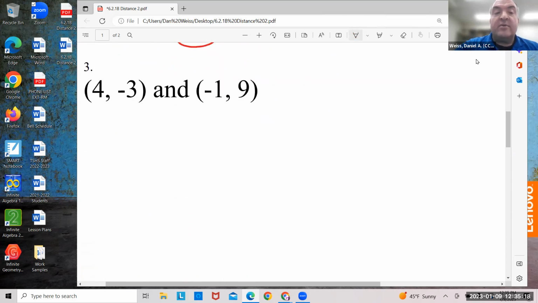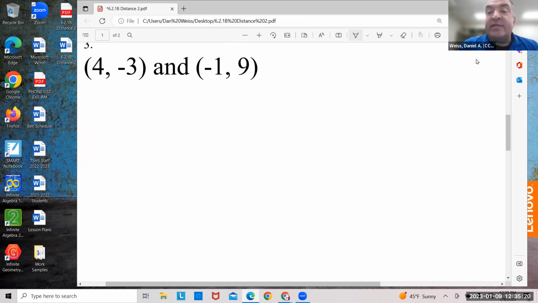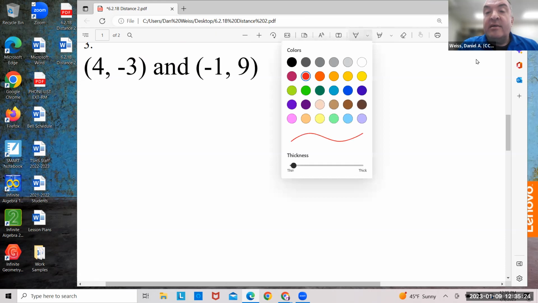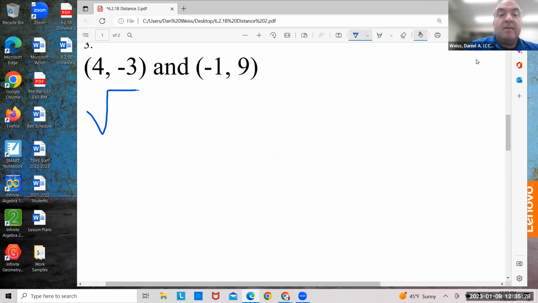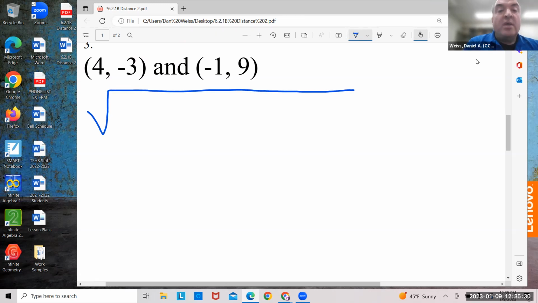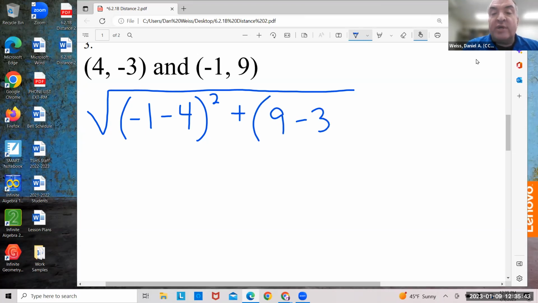Let's take a look at another one like that. Notice that there hasn't been a square root in the answer yet. There won't be a square root in the answer here either. Okay. So here we go. -1 minus 4 squared plus 9 minus 3 squared. Okay.